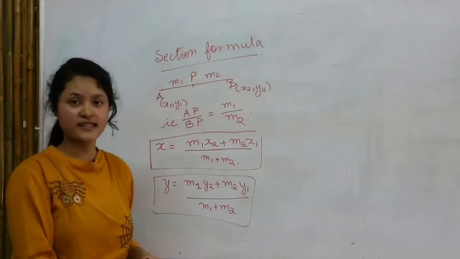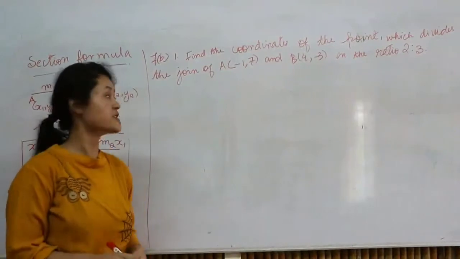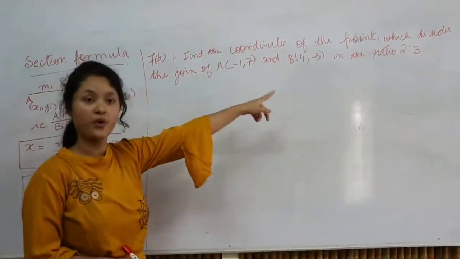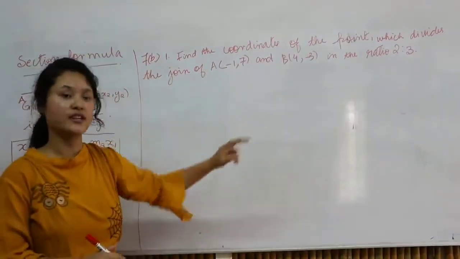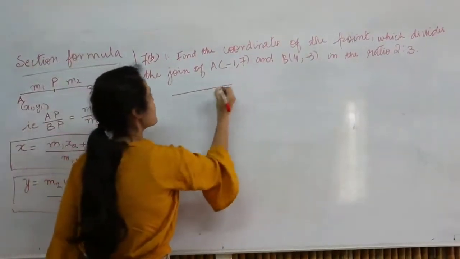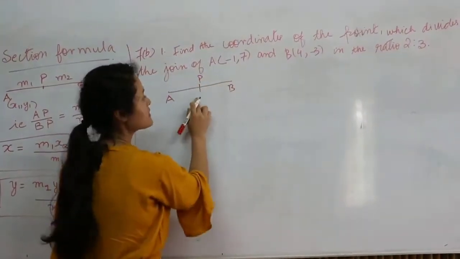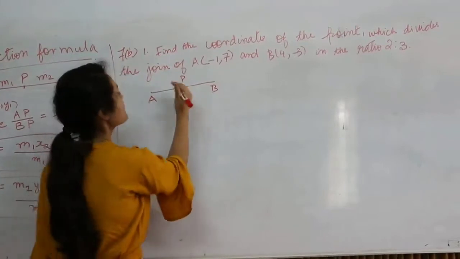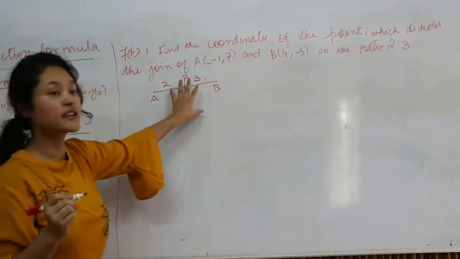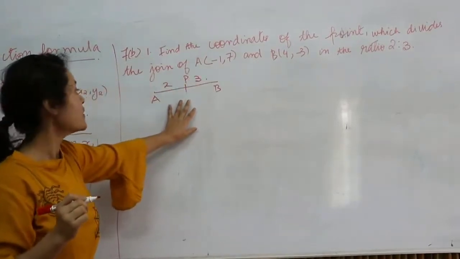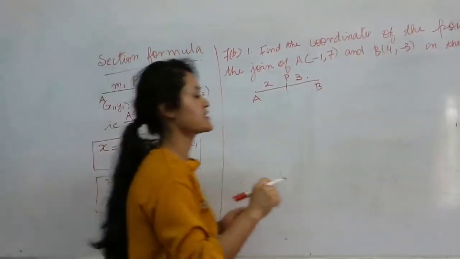So let us solve some exercises from the textbook. Let us see this question. Find the coordinates of the point which divides the joint AB in the ratio 2:3. That means there is one point, say P, which divides this AB in the ratio 2:3. So we have to find the coordinates of this P. This one is just a direct application of this formula. So let us solve.